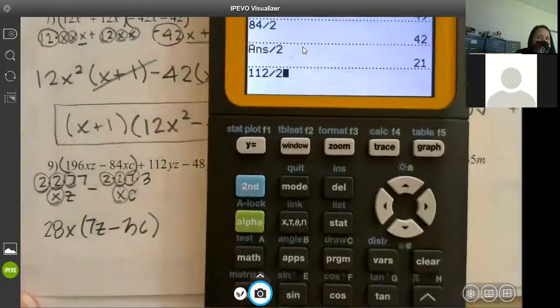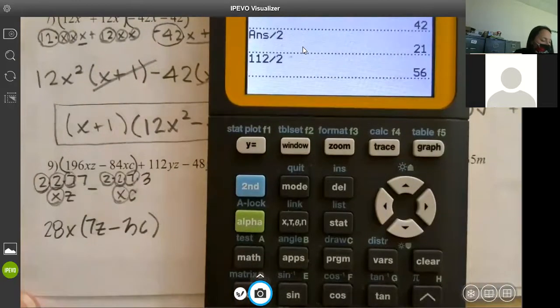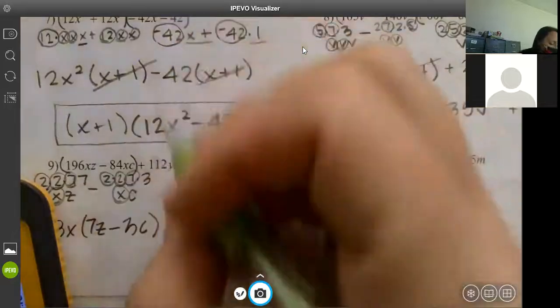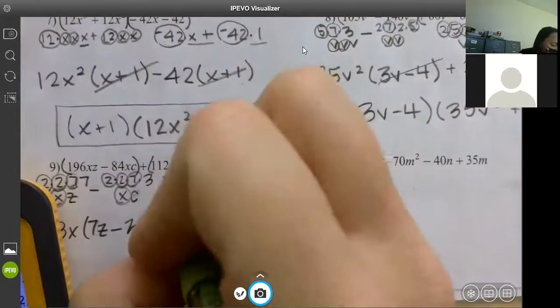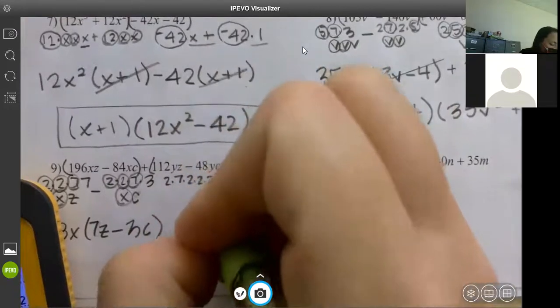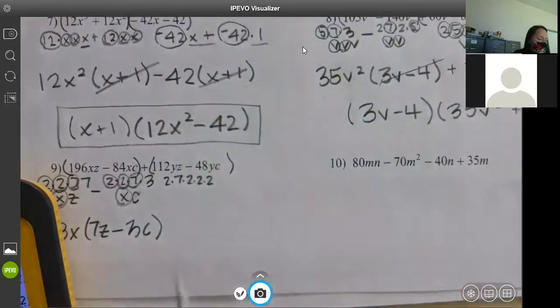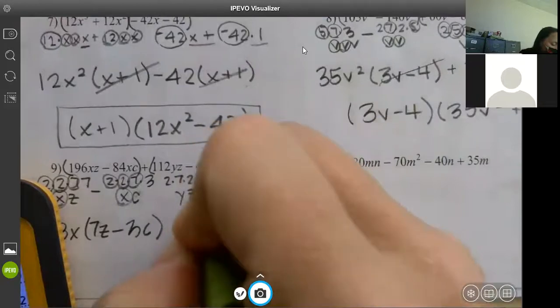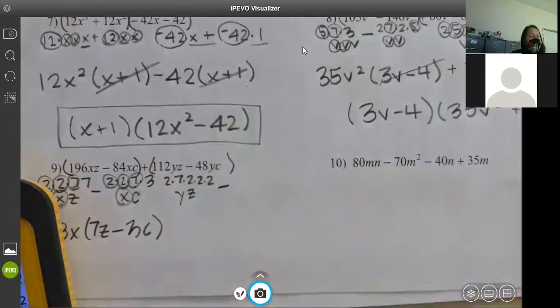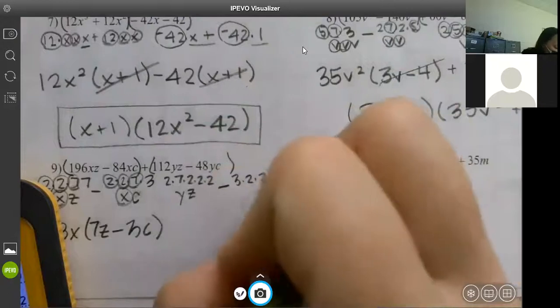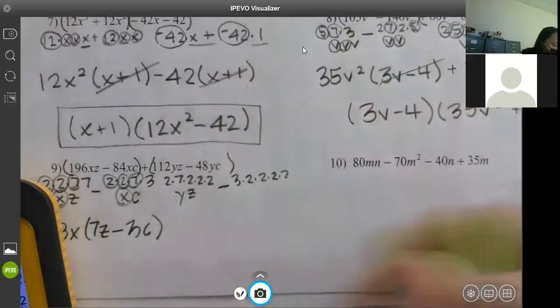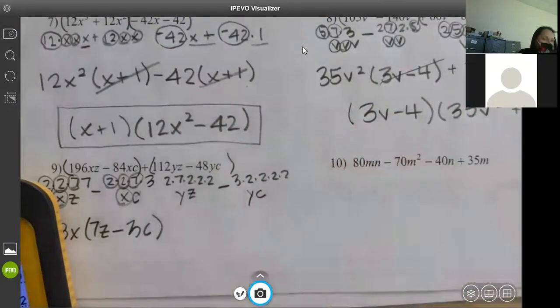112, I don't know my factors, but I know it's even, so I'm going to divide it by 2. You might know the factors of 56. You may not. Factors of 56 are 7 and 8. So a 7 and 3 2s. Y, Z. We have a minus. 48 is 6 times 8. 6 is 3 and 2. 8 is 3 2s. We have a Y and a C.